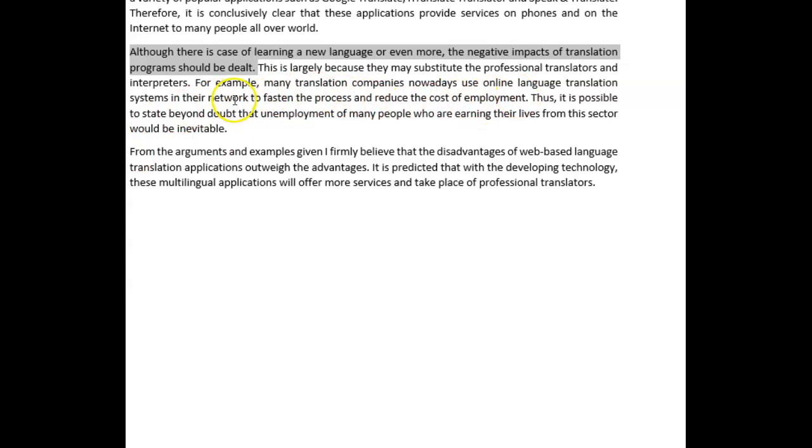"Thus, it is possible to state beyond doubt that employment of many people who are earning their lives..." Not lives, their livelihoods, that's the word you want, "from this sector." And this is the wrong word, "inevitable." It's absolutely wrong. It does not fit here.